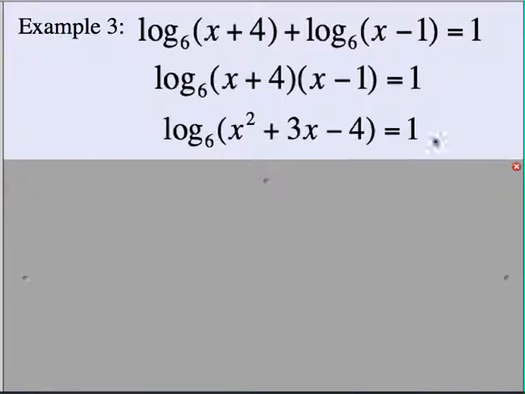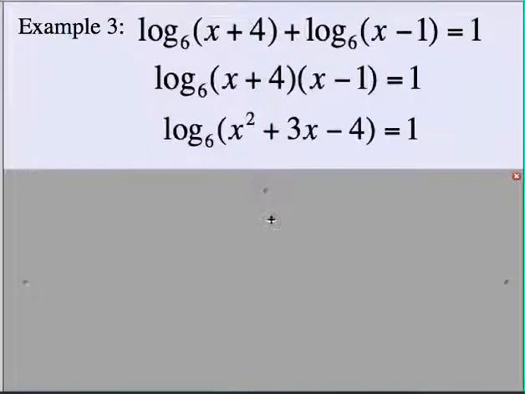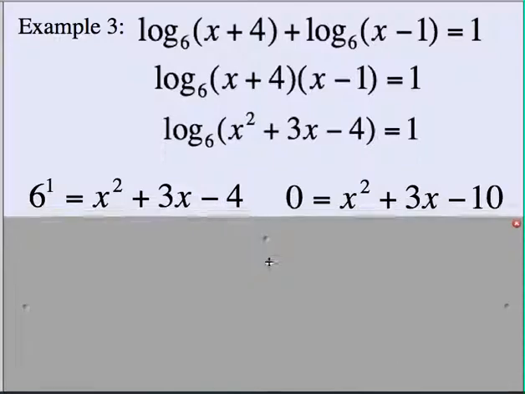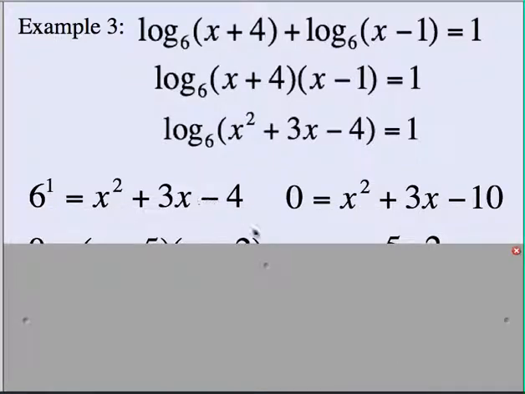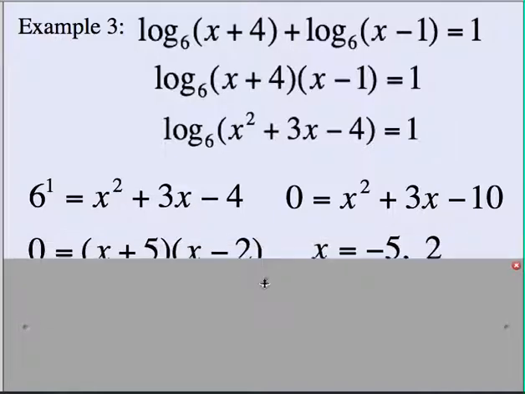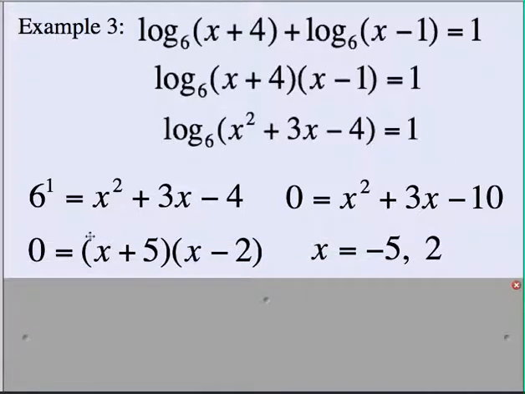Now I can convert to exponential form. So 6 is my base, 1 is my exponent, so 6 to the first equals x squared plus 3x minus 4. I can subtract 6 from both sides to get 0 equals x squared plus 3x minus 10. The next thing I'm going to do is factor. And so I get 0 equals (x plus 5)(x minus 2). I get x equals negative 5 and 2.